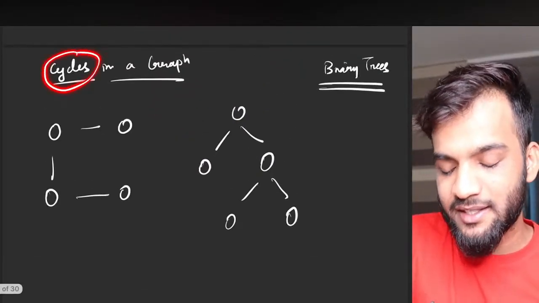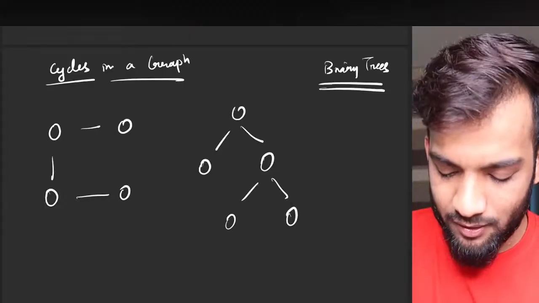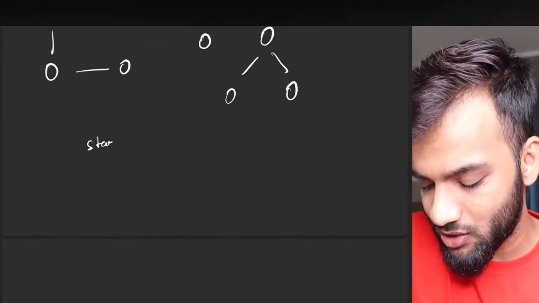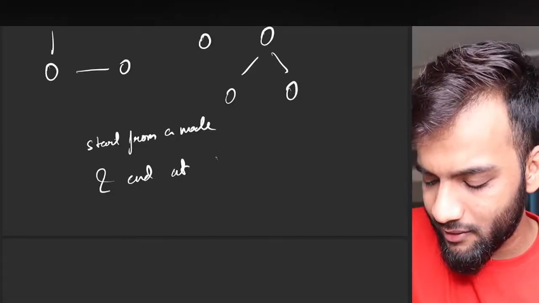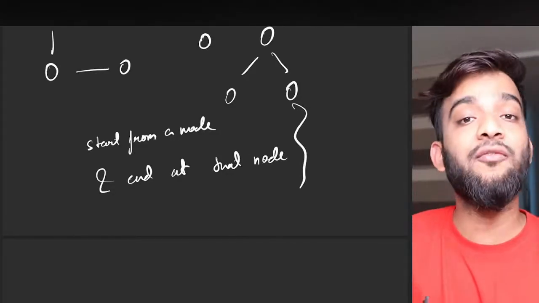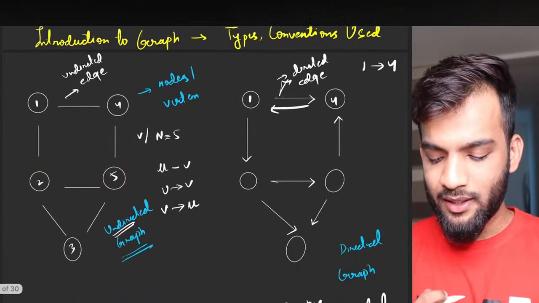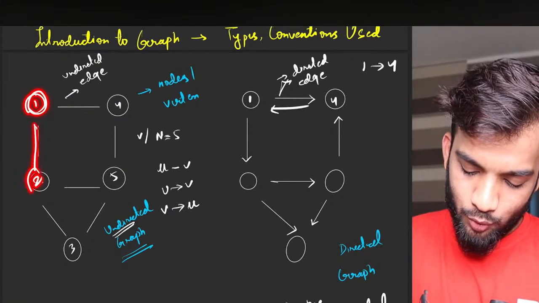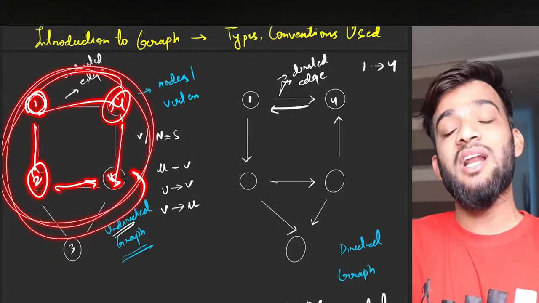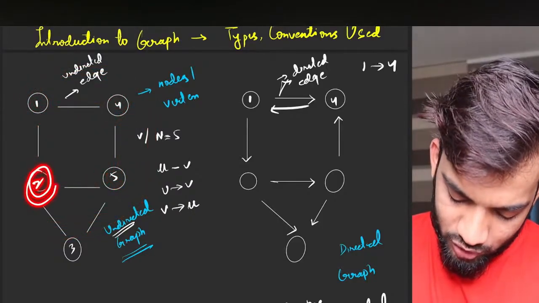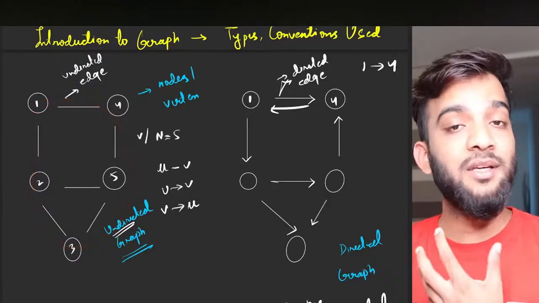Okay, so this is where something like a cycle comes in. Now what is a cycle? A cycle means if you start from a node, you reach back to that node. Remember this, start from a node and end at that node. That is the definition of a cycle. Now if you carefully observe over here, can I say this has a cycle? Yes. Why? Because if you start from 1, you can go to 2, you can go to 5, you can go to 4, and you can come back. So there is a cycle in this graph. There are multiple cycles. You can also say this is a cycle, and this is a cycle.